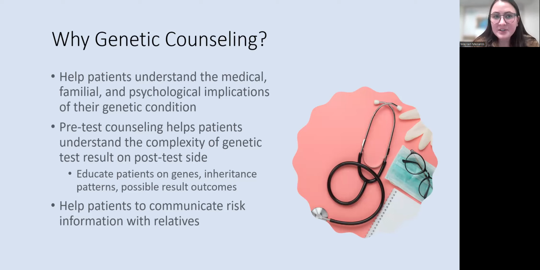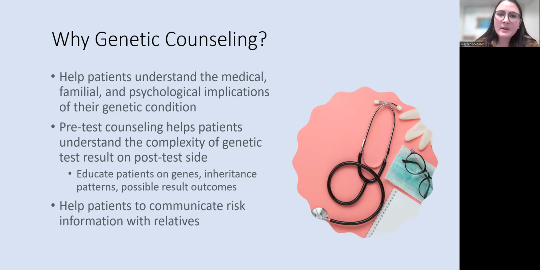Pre-test counseling helps patients understand the complexities of the genetics of ALS before they get a result. And having that background information makes it much easier to have a discussion once the results come back, and for the patient to be able to grasp that information and make informed decisions with it.